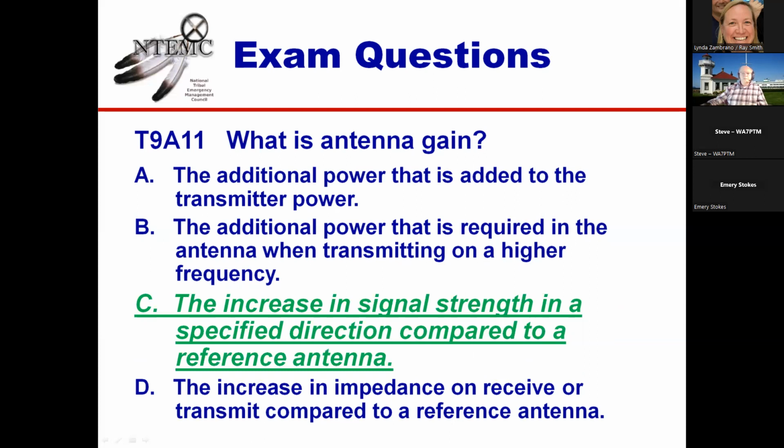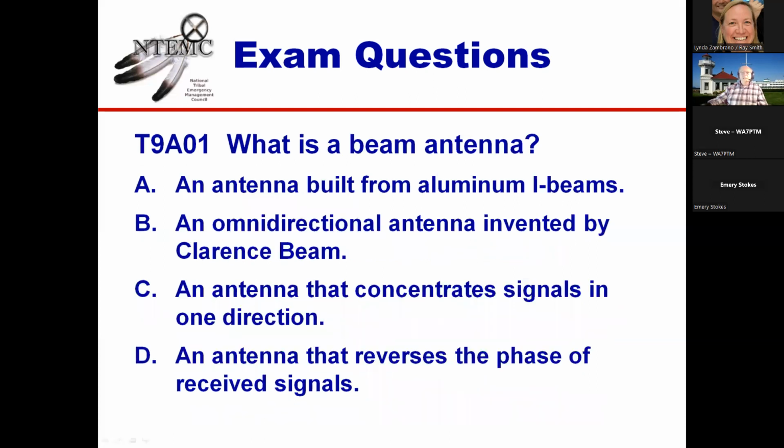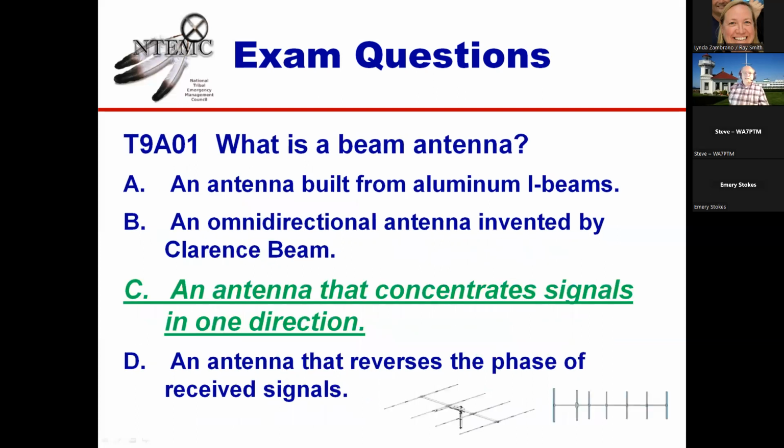Important concept. So what is a beam antenna? I like the answer 2, named after somebody named Clarence Beam. Well, I'd prefer Jim Beam, but that's not the correct answer. It's C, it's an antenna that concentrates signals in one direction, right? That's what we've been talking about.